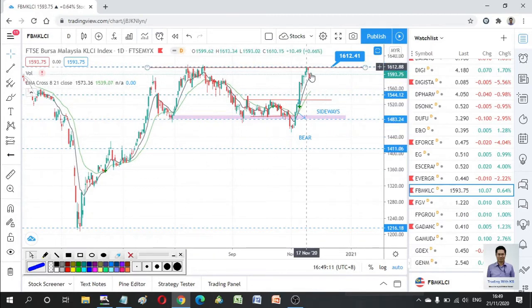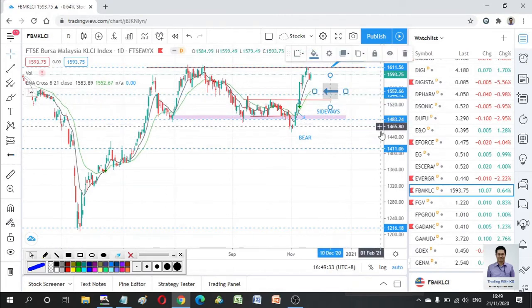Okay, so there is a rejection, the price came down. We are not sure whether the price will come down even more because the selling pressure is here, resistance is here, so this one we have to wait and see. Support should be around this 1550 area, so the support should be around here.